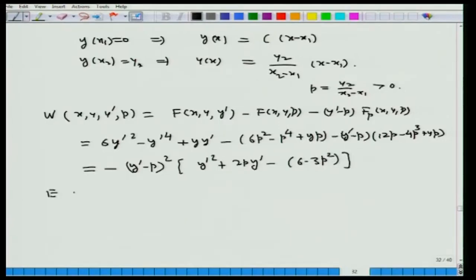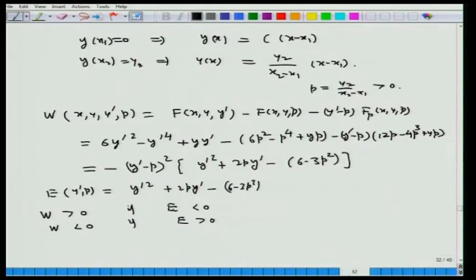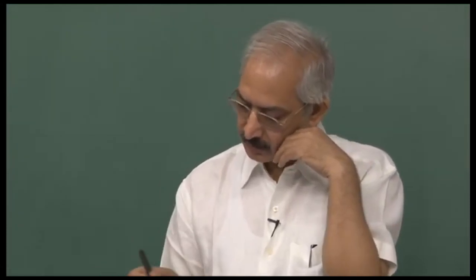So, if we denote this expression in the bracket as e, which is a function of y prime and p only, that is y prime square plus 2 p y prime minus 6 minus 3 p square, we have to check this. So, w will be positive if e is negative, and w will be negative if e is positive. In this case, we will have either strong minimum or weak minimum in the first case, and in the second case, we will have strong maximum or weak maximum, depending upon whether it is dependent on y prime or not. So, we just check the sign of e.